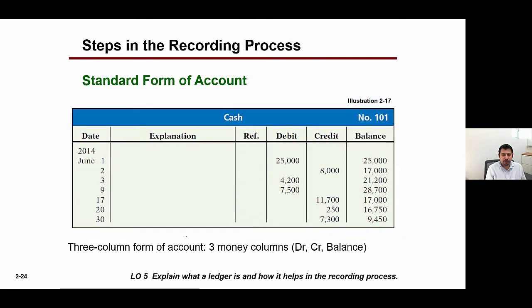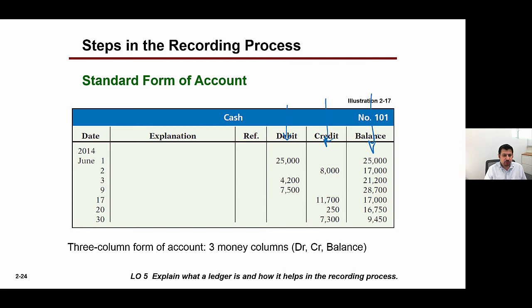We talked about the T form of the account. Here we'll talk about a standard form of account. It's also called the 3-column form of account. The reason we call it that is that it has 3 columns that include monetary value: the debit column, the credit column, and then the balance.